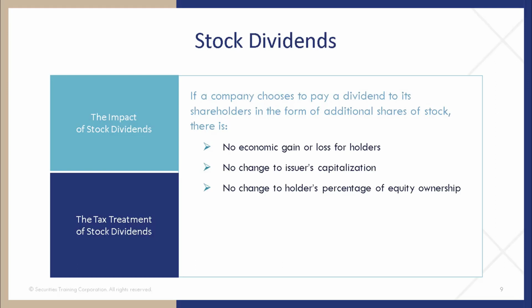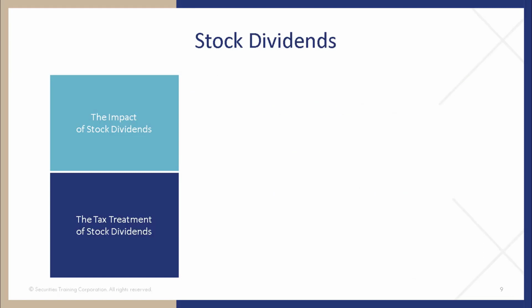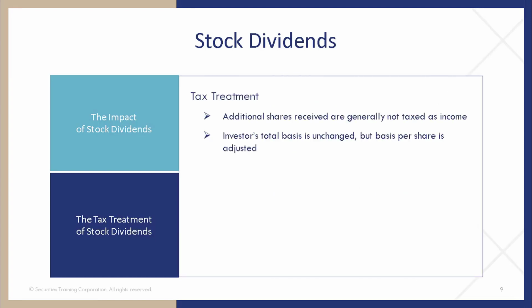Now, the treatment of stock dividends in terms of taxes. Since you're receiving additional shares, but you're not receiving any additional compensation, there is no taxability as either income or capital gain. But your basis or cost basis per share would be adjusted because the total amount you own remains the same, but the number of shares you now have increases. The best way to show you this is through an example. So let's go through the next slide and do an example of a stock dividend.